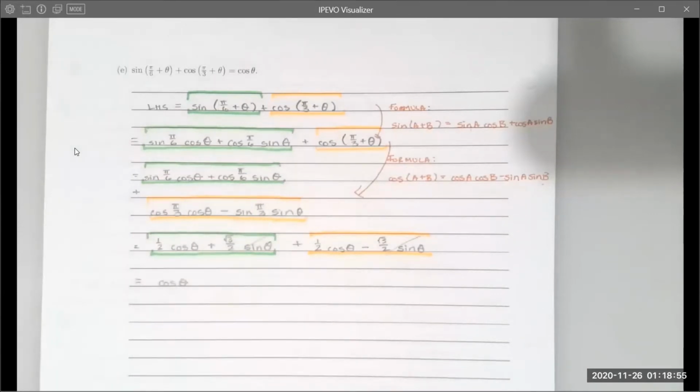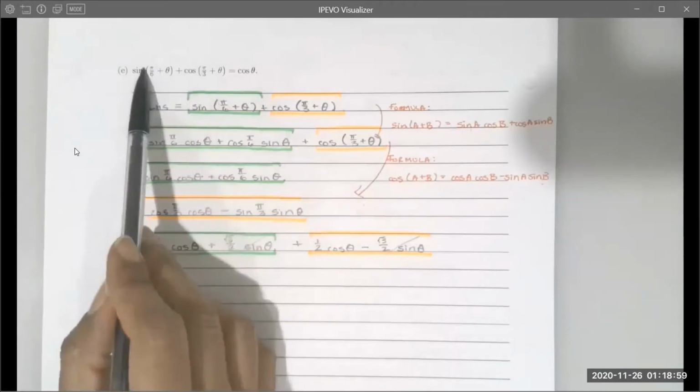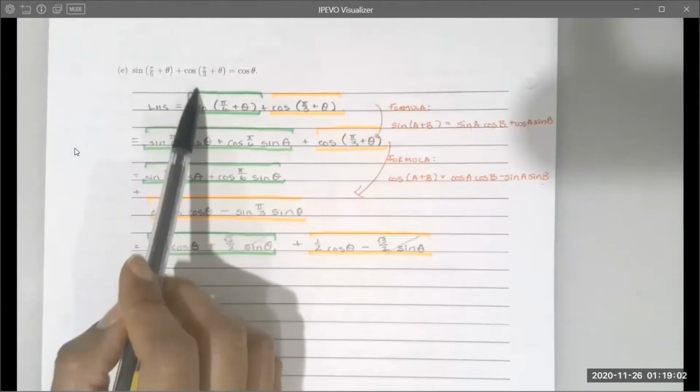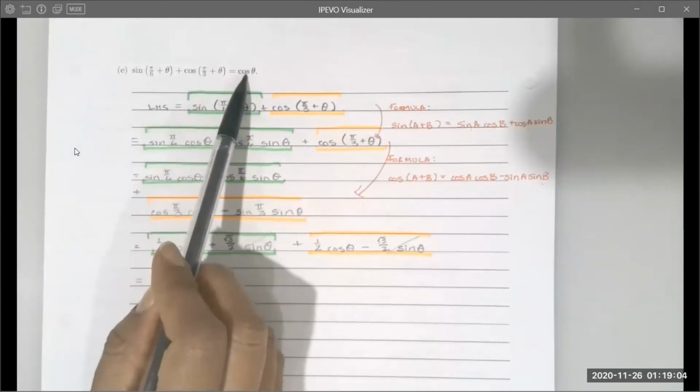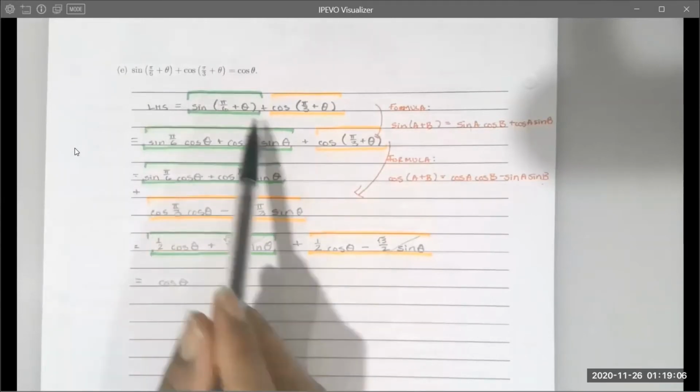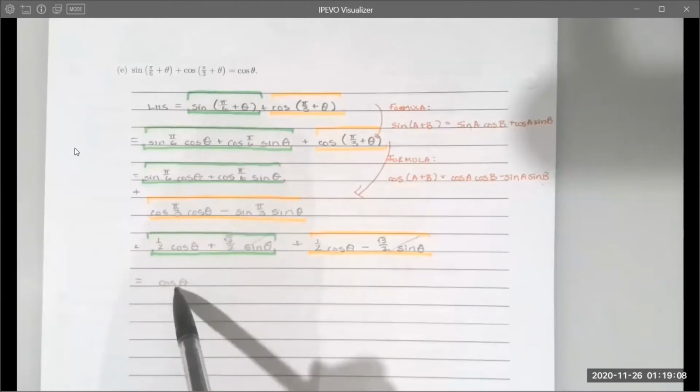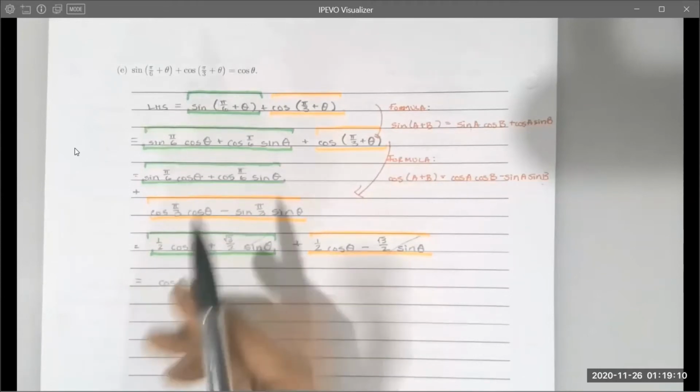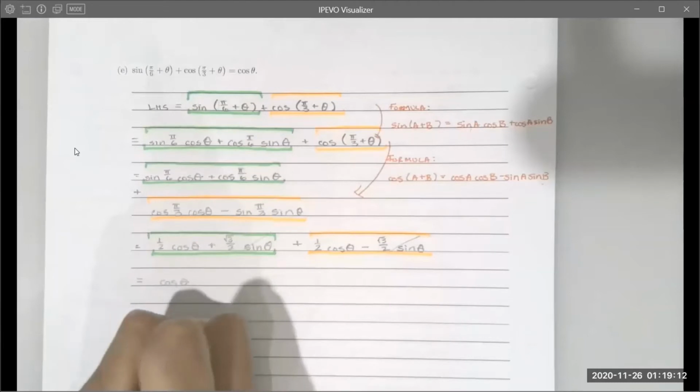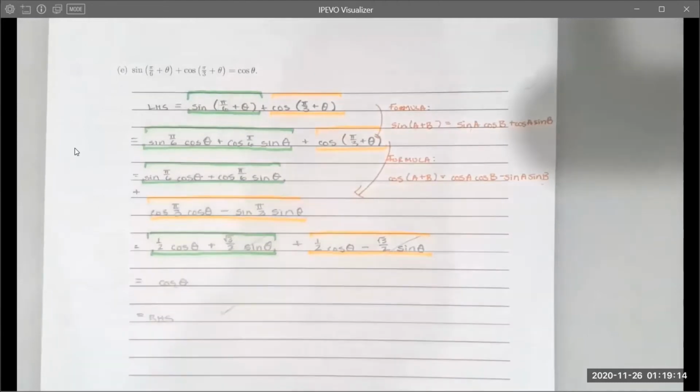And well, let's look back at what our goal was. Our goal was to show that this expression was going to simplify to cosine theta. And that's exactly what we've shown with these steps, right? We've shown that it simplifies to cosine theta. So now, because this is the same as the right-hand side, we're done proving the identity. Any questions for that part?